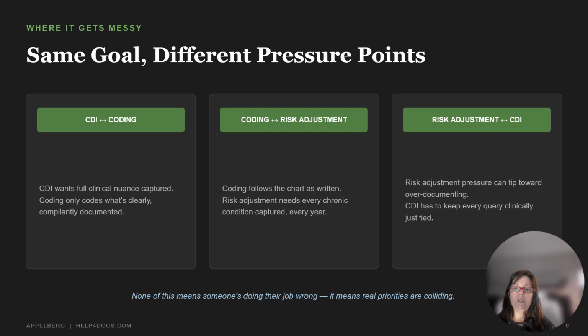Now, none of these tensions mean anyone's doing their job wrong. They just mean that these are genuinely different priorities sitting on the same chart. The healthiest organizations are the ones where these three groups actually talk to each other regularly, instead of working in silos and blaming each other when a claim gets denied or an audit flags something.